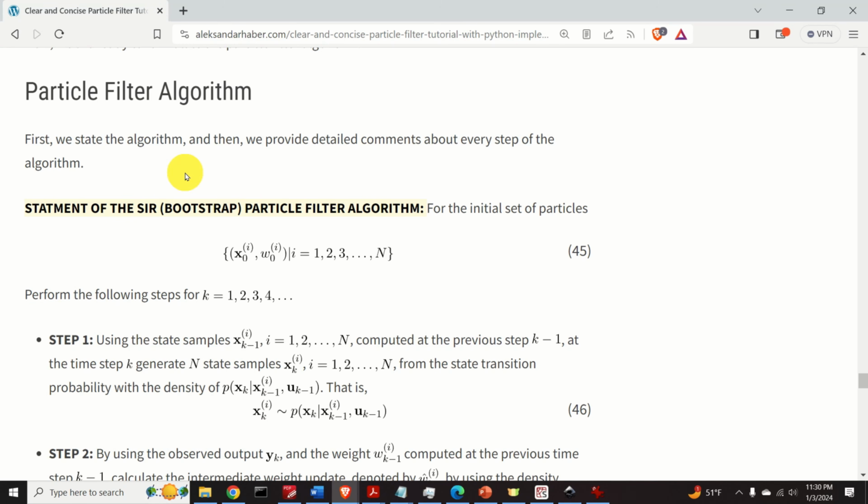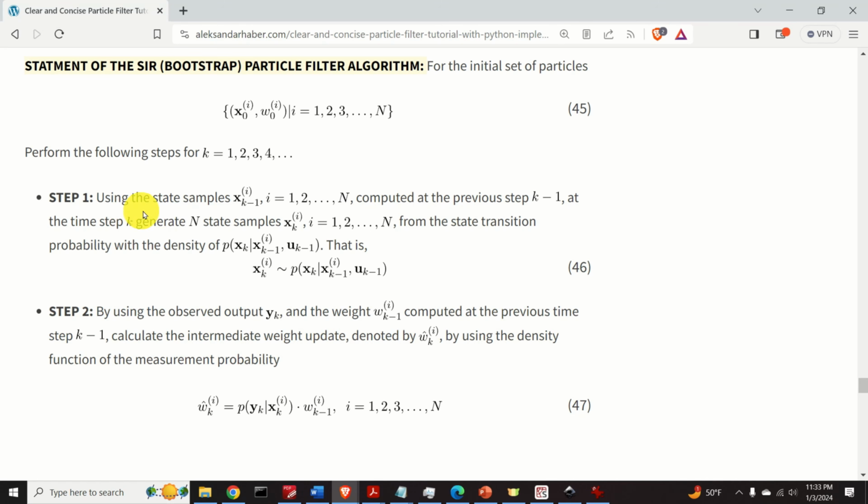Now we are ready to formulate the particle filter algorithm. First, we will state the algorithm and then we provide detailed comments about every step of the algorithm. Here is the statement of the SIR or bootstrap particle filter algorithm. For the initial set of particles given by this set, we need to perform the following steps for k equal to 1, 2, 3, 4, etc.